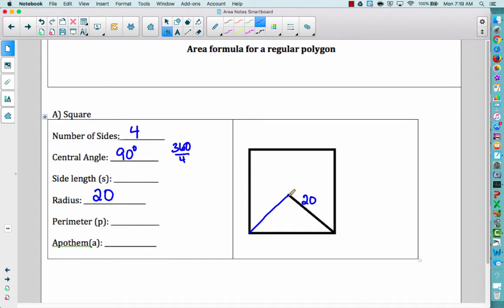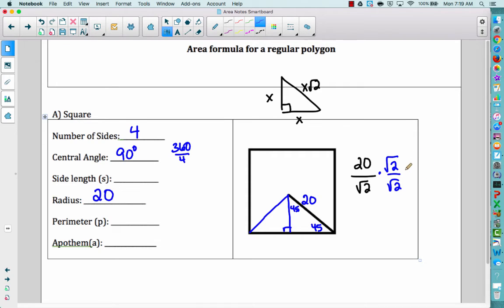And I'm going to drop that altitude, that apothem, and I know that I'm breaking this into two 45, 45, 90 triangles. I take 20 to find the apothem. I take 20 and I divide it by root 2 to work backwards. Remember, in a 45, 45, 90 triangle, it's x, x, and x root 2. All right, so I divide by root 2. I have to rationalize my denominator.